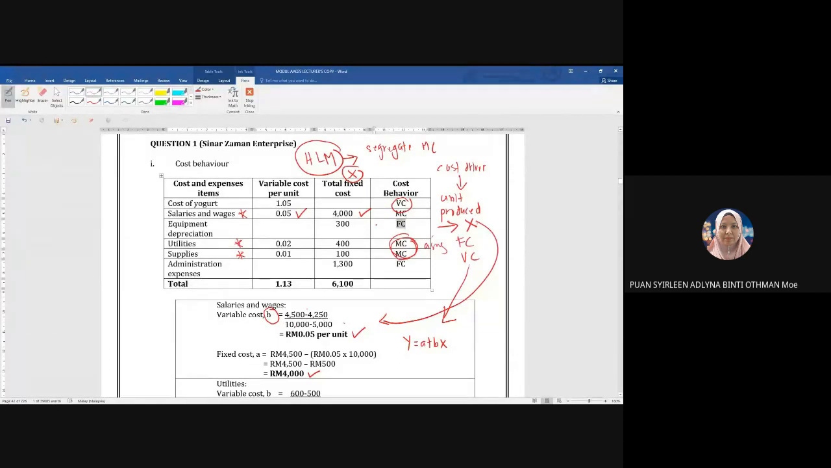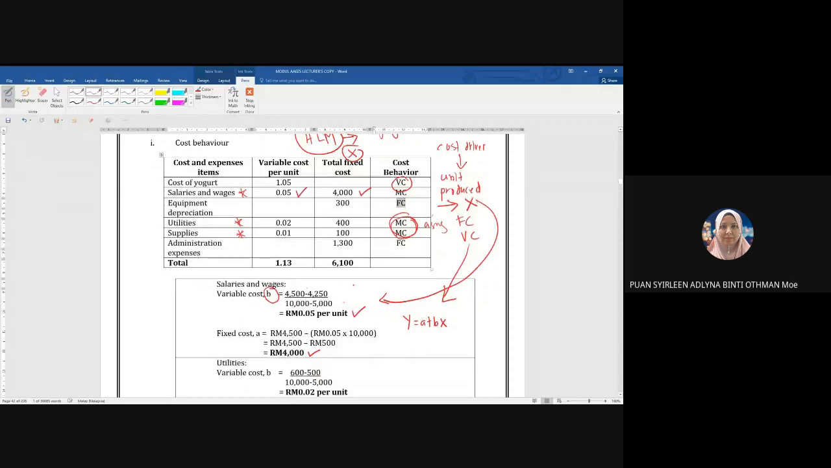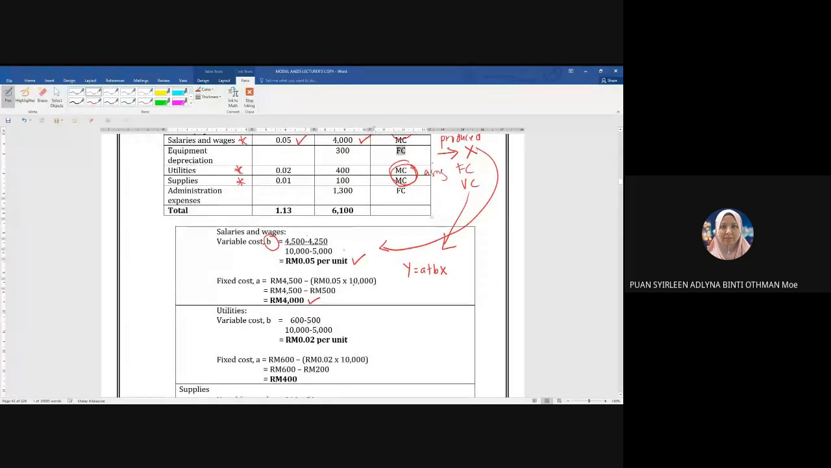Okay, so sebab kita ada 3 mixed cost, that means sebelum saya boleh lengkapkan table ni, I need to segregate all 3. Okay, so kerja dia panjang sikit lah. Alright, so we are going to do the same thing for variable. Okay, highest cost ialah 600 minus 500. Okay, divide by 5,000 lah. Okay, so you get the variable cost of 2 cents per unit for utilities.